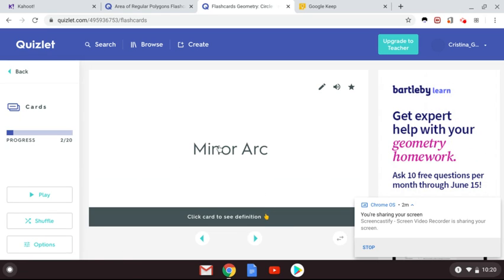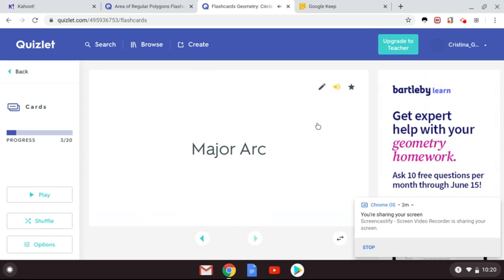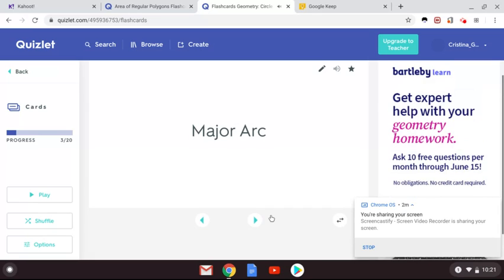You can play around with it, but I would recommend that you have it set to the actual vocabulary word itself. That way you're able to really test your ability to remember these. So we have the major arc.